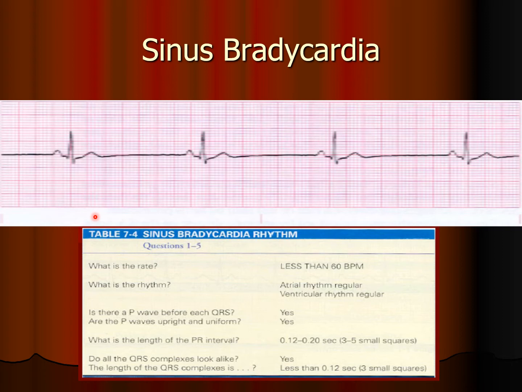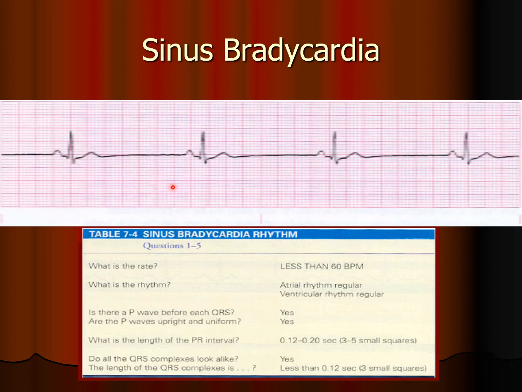Is there a P wave before every QRS? Same. Oh, yep. Nice, upright, pretty perky. No saggies here. We got nice, pretty P waves. And are they upright and uniform? Yes. Now, our measurements stay the same over here. So the PR interval still has to be less than one large block. And are we? Yes. All right.